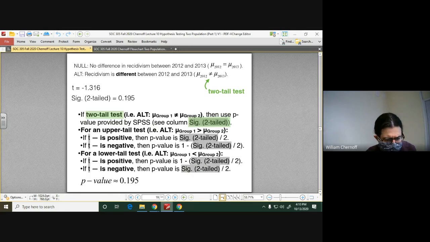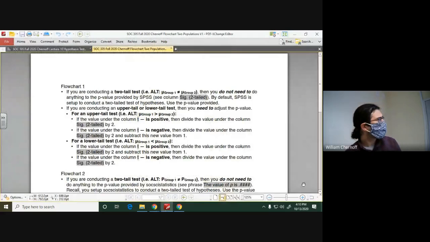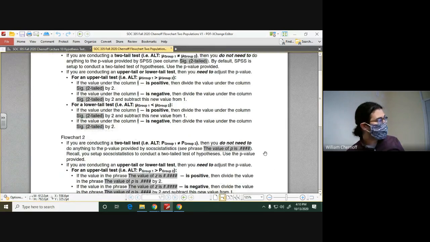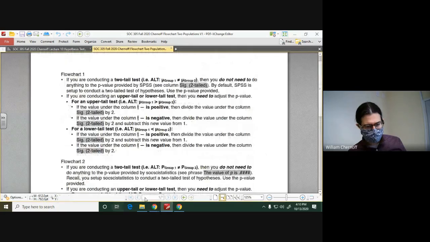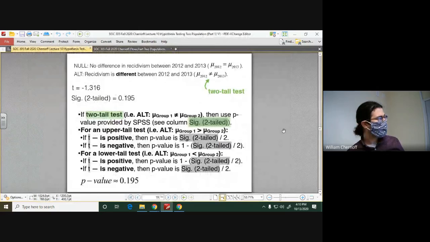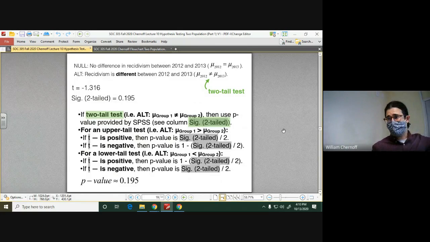And there's an entirely new set of flowcharts that you can find on Moodle. So here we have a flowchart for the method we're talking about today. And then next time we meet, we're going to talk about proportions, so there'll be a different flowchart. The way this works is we bring together our null and our alternative hypotheses. We bring that together with the results from SPSS, and then we combine those together with our flowchart.